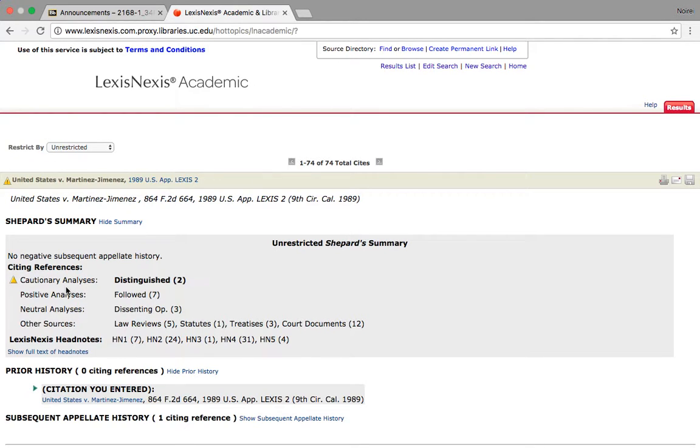And here, it's telling us that there's no negative subsequent appellate history. It's going to be 2 cases that distinguish this particular case. It was followed in 7 different cases. There's going to be a neutral analysis with the dissenting opinion where it's going to be cited. It's also present in 5 law review articles, 1 statute, 3 treatises, and 12 other court documents.